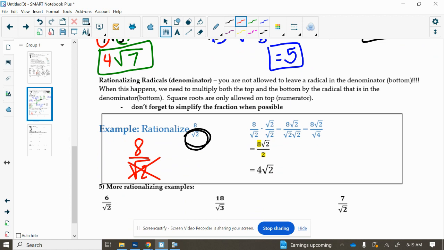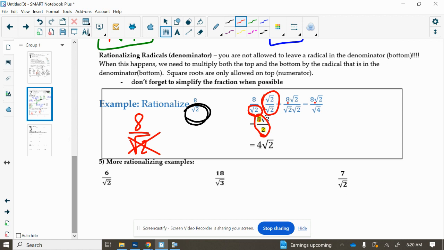So what we do is we multiply top and bottom by the value from our denominator. So square root of 2 times square root of 2 just becomes 2. And then 8 times the square root of 2 is just 8 times the square root of 2. Divide then these numbers on the outside because they can be simplified. We end up with 4.